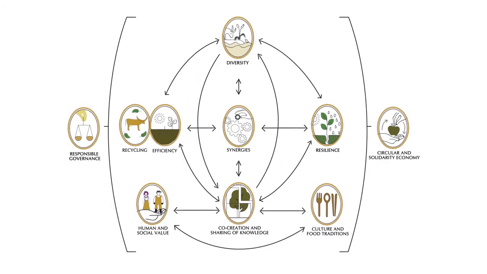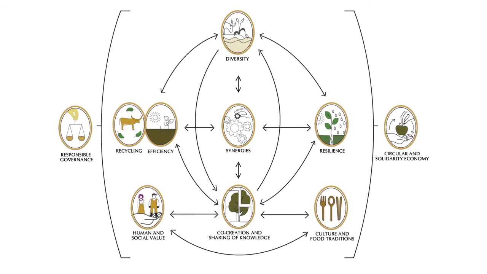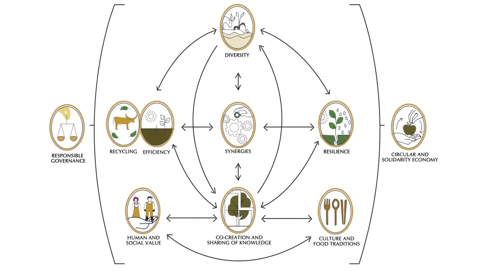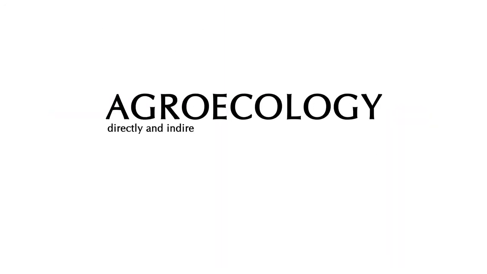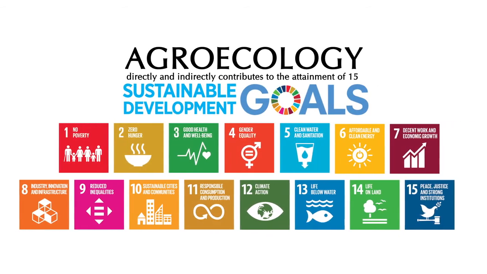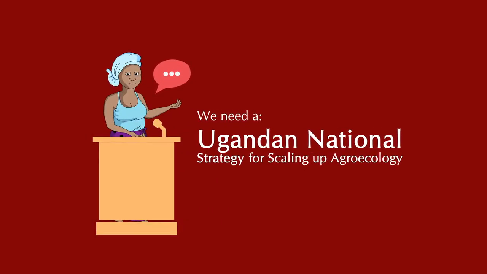The multidisciplinary approach of agroecology has led to its increasing global attention as a more sustainable solution for bringing about the much-needed social, environmental, and economic transformation. Agroecology directly and indirectly contributes to the attainment of 15 Sustainable Development Goals. We therefore call upon government and all actors to take deliberate and strategic actions to scale up agroecology for truly sustainable and resilient food system.